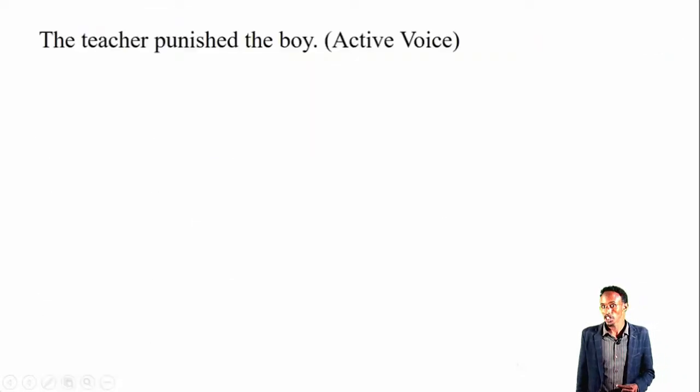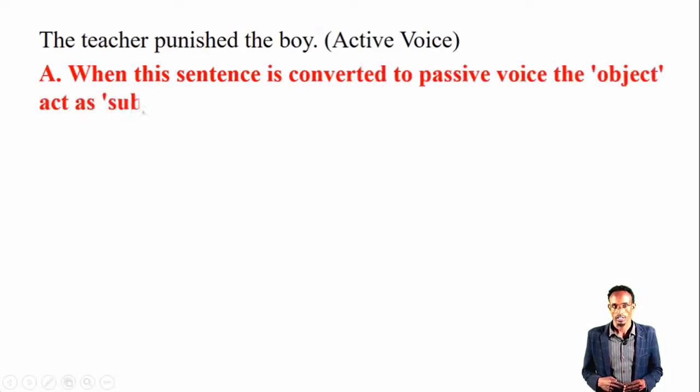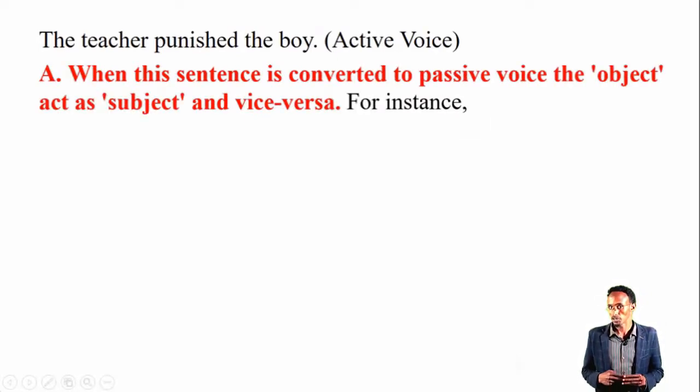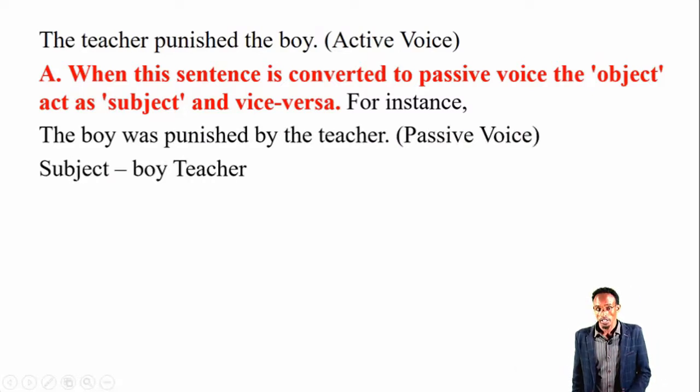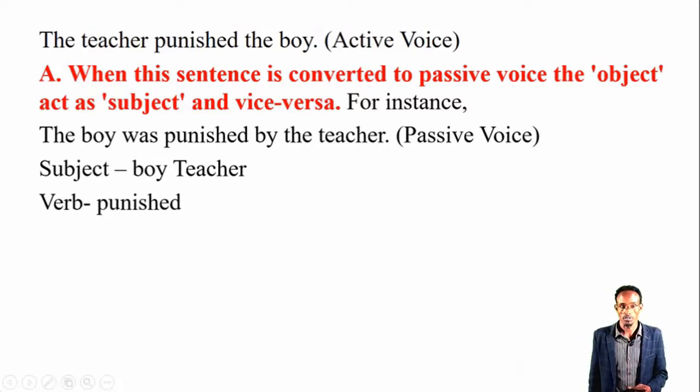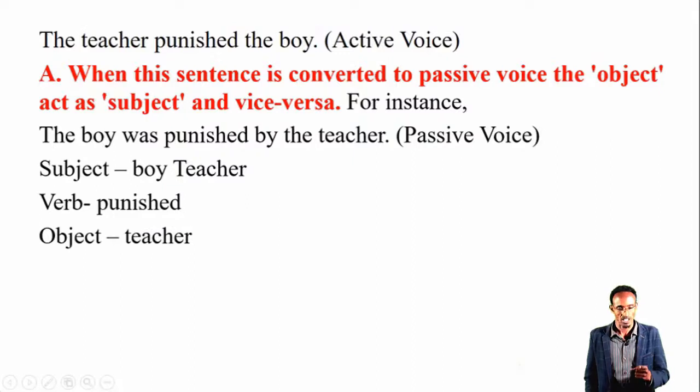So the teacher punished the boy, when we rewrite in active voice, it becomes the teacher punished the boy. When this sentence is converted to passive voice, the object acts as subject and vice versa. For instance, the boy was punished by the teacher. Subject is boy and verb is punished, but the object becomes teacher. Whereas in the first sentence, the object is the boy and the teacher is the subject.